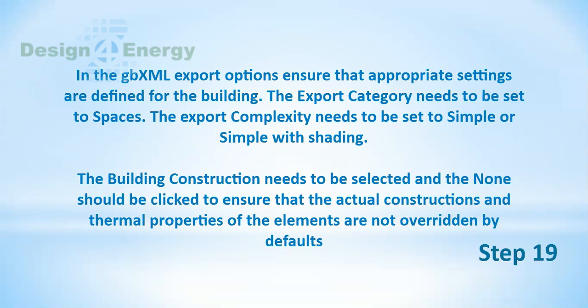Step 19. In the GBXML export options, ensure that appropriate settings are defined for the building. The export category needs to be set to spaces, and the export complexity needs to be set to simple or simple with shading. The building construction needs to be selected and None should be clicked to ensure that the actual constructions and thermal properties of the elements are not overridden by defaults. In the case of new builds, these can be used.